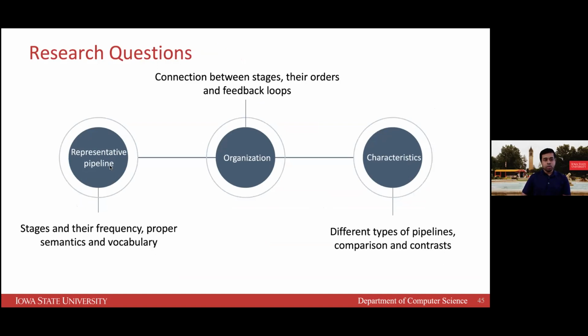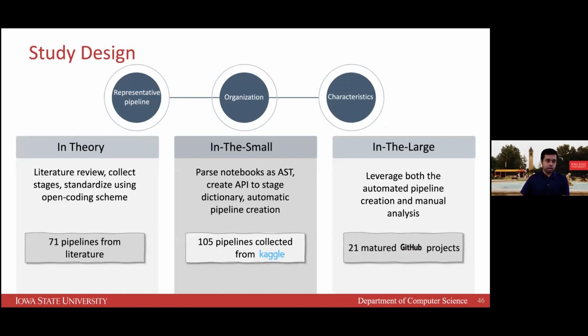We actually looked at a representative pipeline, as I said, and what the typical stages are. We also provide the proper semantics and vocabulary of the stages, and then looked at the organization of the stages and whether feedback loops are present or not, and so on. And then what the different types of pipelines available are. To answer those questions, this is how our study design looked.